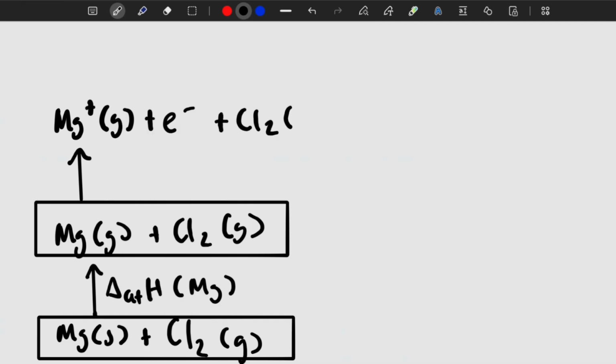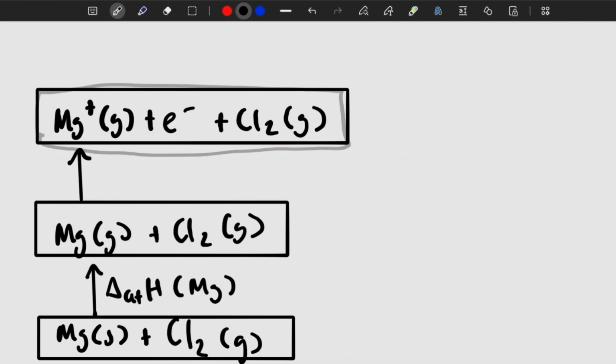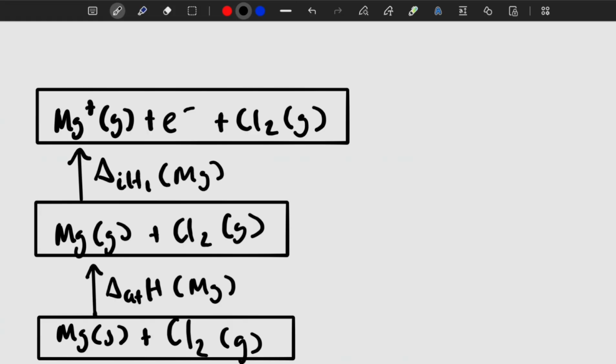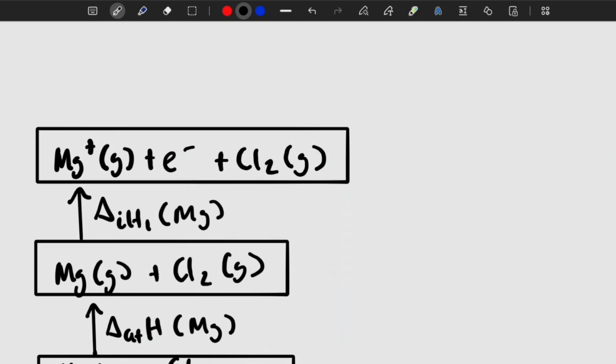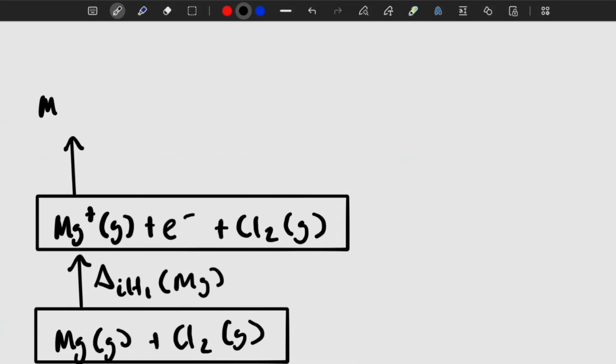Okay, so here, this is the first ionization energy of magnesium, and that's how we're going to make Mg2+, because now we can do the second ionization energy of magnesium, which is basically the same definition but makes gaseous 2 plus ions.